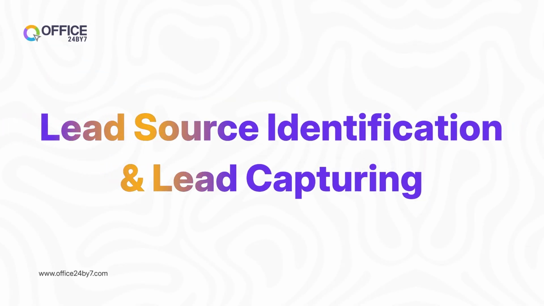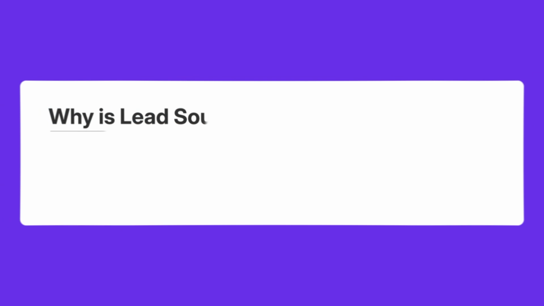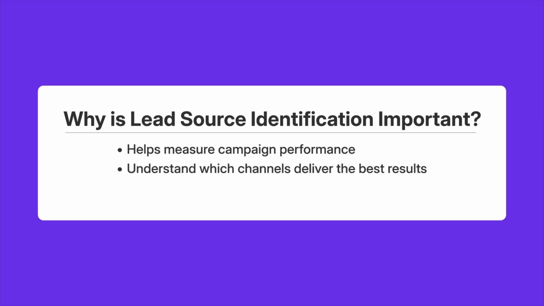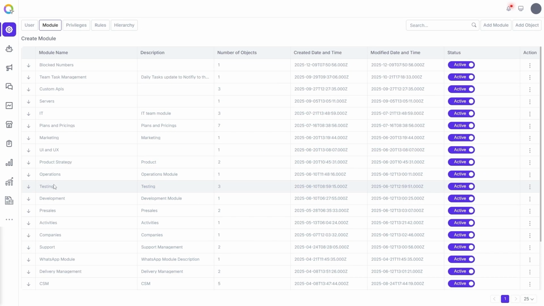In today's video, we're going to understand how leads are captured directly within the Office 24 by 7 leads panel and how these lead sources are identified. Knowing exactly where your leads come from is extremely important because it helps you measure campaign performance, understand which channels are delivering the best results, and ultimately improve your overall conversion rates. Let's walk through how this works inside the platform.